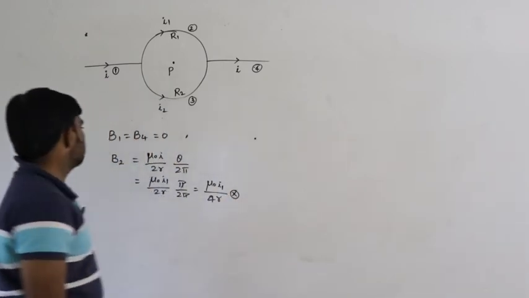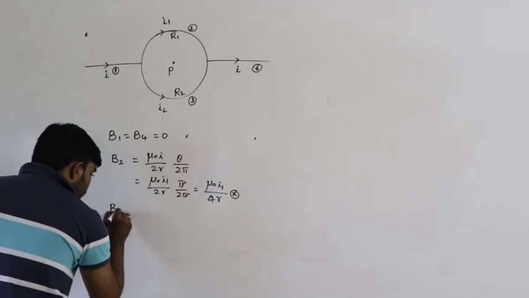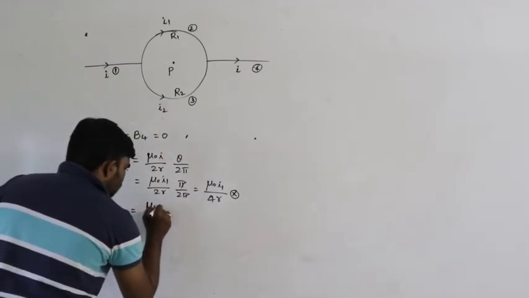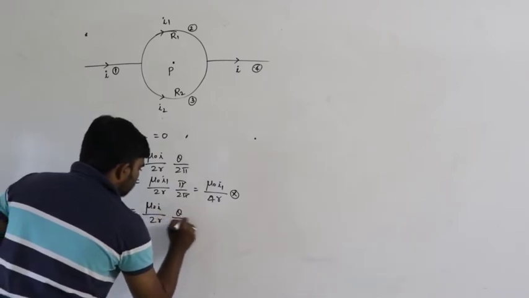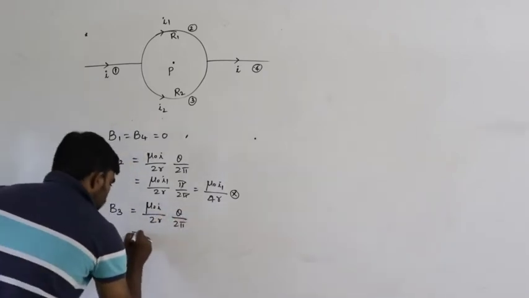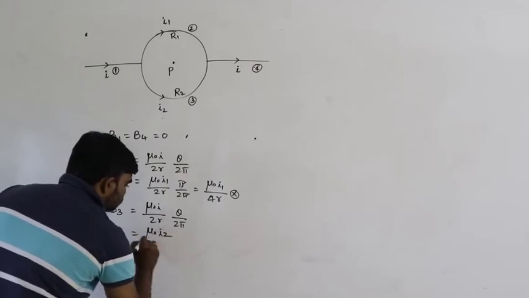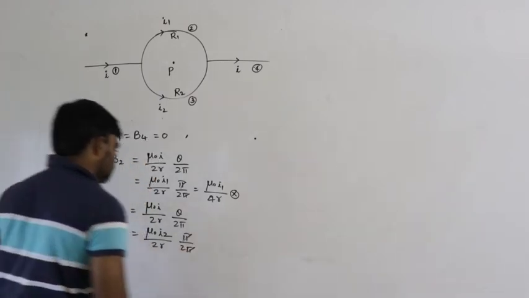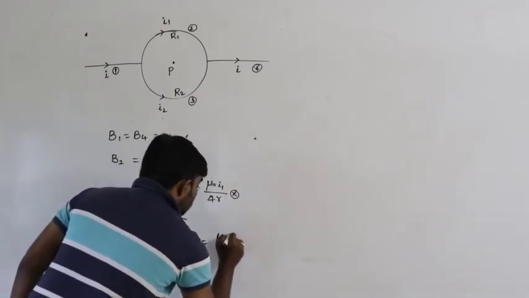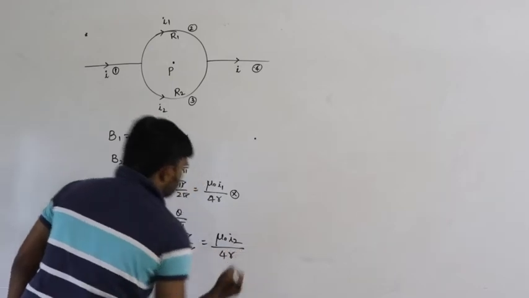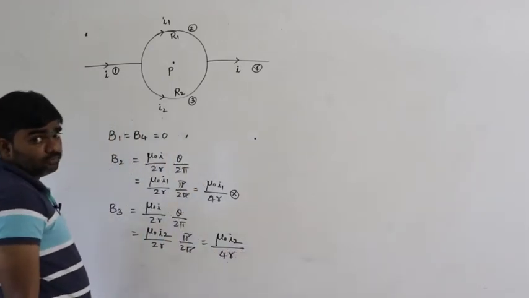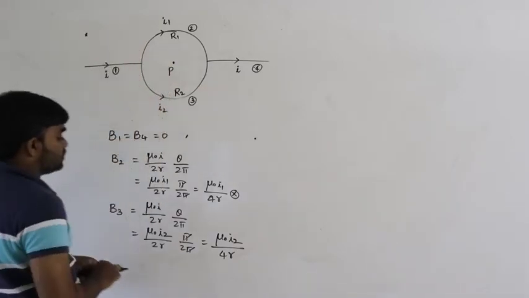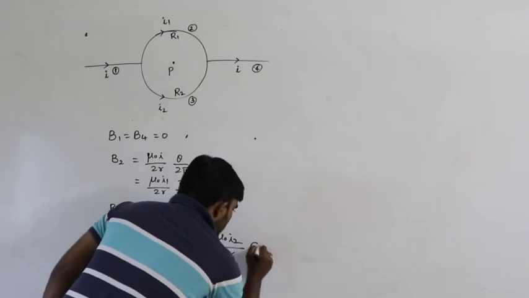Well and good. In the same way, B3 is equal to the same mu naught I by 2r into theta by 2 pi. So I is equal to I2 here, theta is pi by 2, pi gets cancelled. So that is mu naught I2 by 4R. What is the direction? Curling of the fingers indicates outwards.